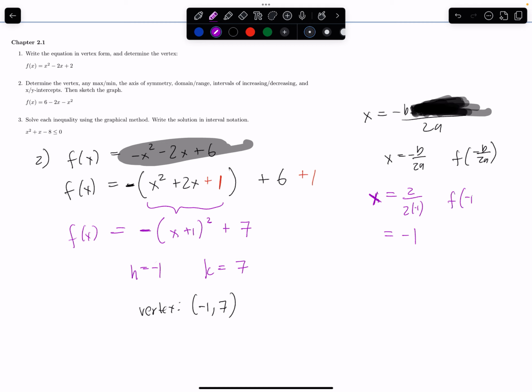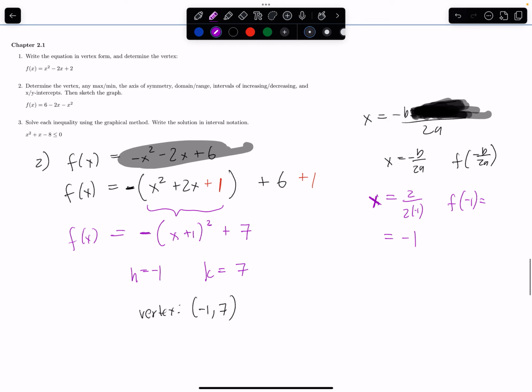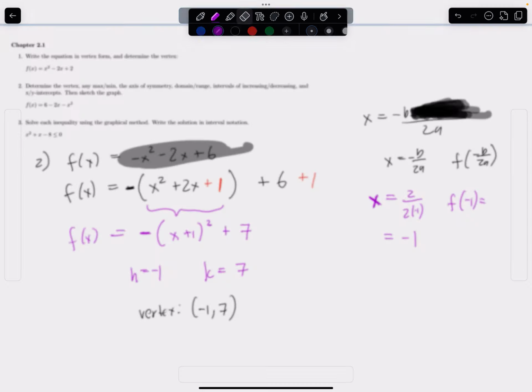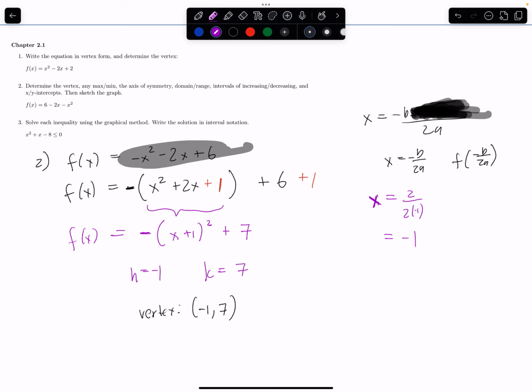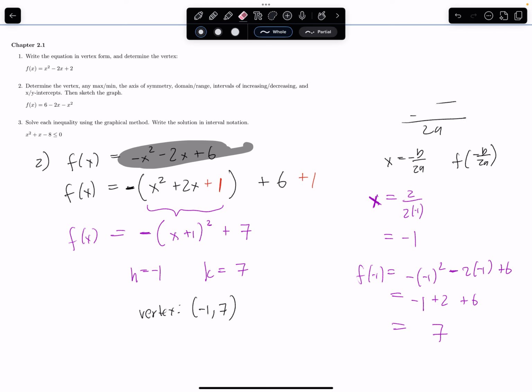And then what's f of -1? Okay, so plug -1 into there. I'm sort of low on space here. I did this the wrong way. Let me do this below. What's f of -1? That would be negative of -1 squared minus 2 times -1 plus 6, which is -1 plus 2 plus 6, which is 7. So okay, that matches the k. Yeah, so sweet. All I did is confirm that the alternative method gives me the same vertex.